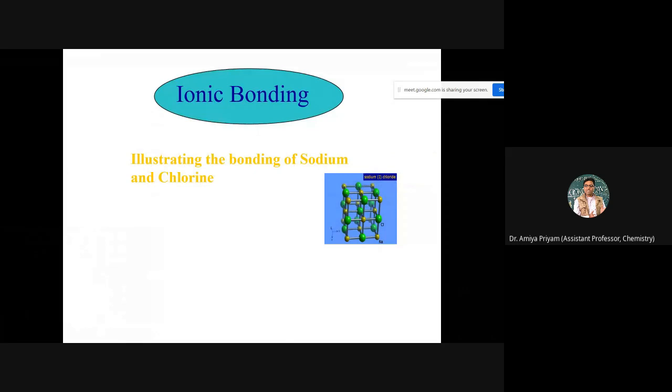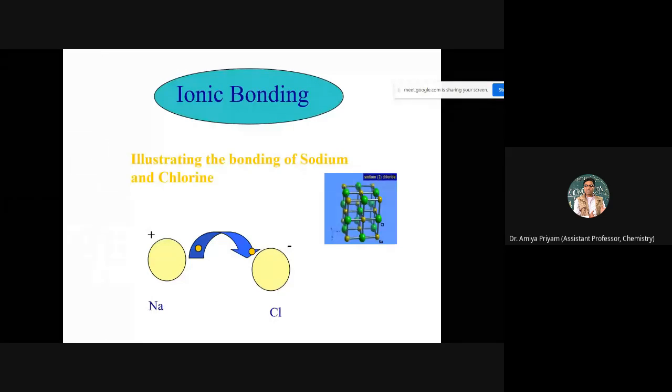In ionic bonding, as I told you, there is a high electronegativity difference between the two. Taking the example of sodium and chlorine, one of them gives out an electron and the other one accepts it, so you have NaCl being formed. The sodium atom gives out an electron, the Cl atom gains an electron, and you have complete transfer of charge. Na plus and Cl minus are formed, the cations and anions.